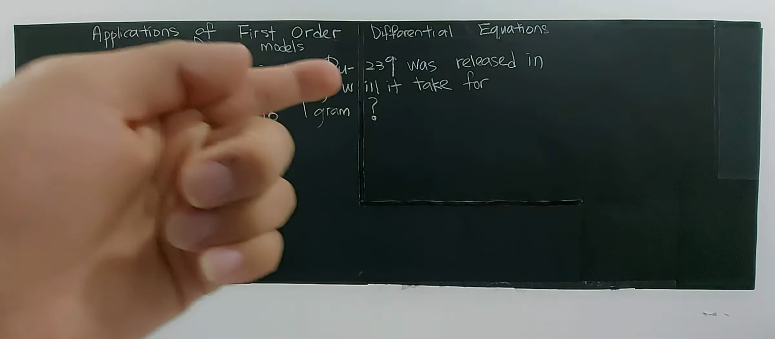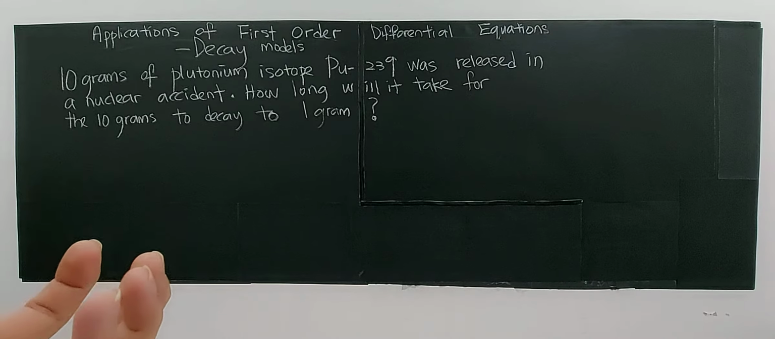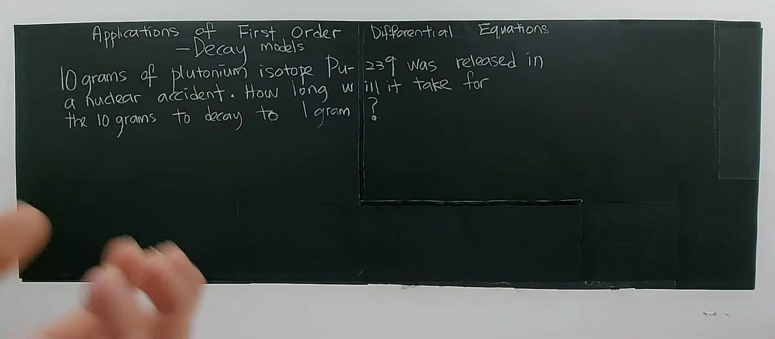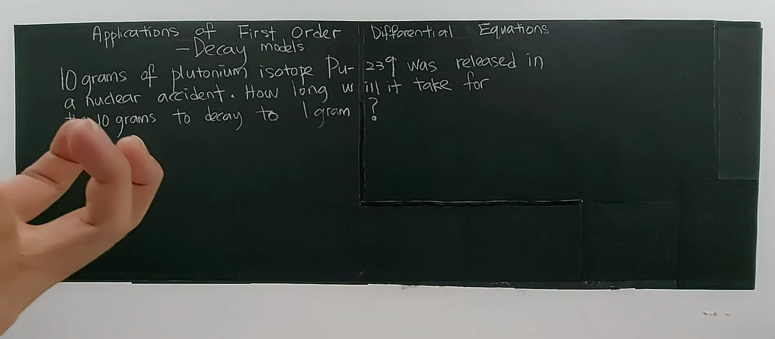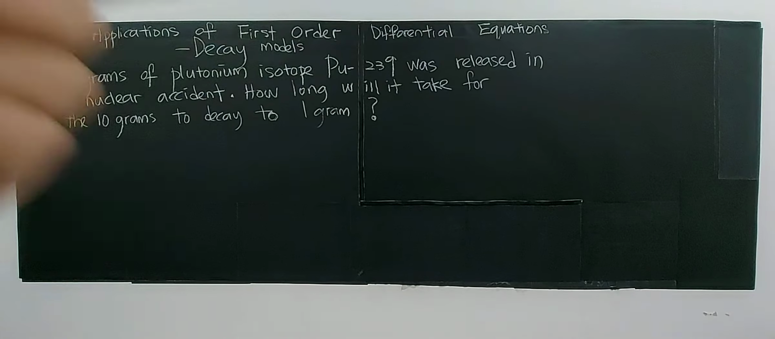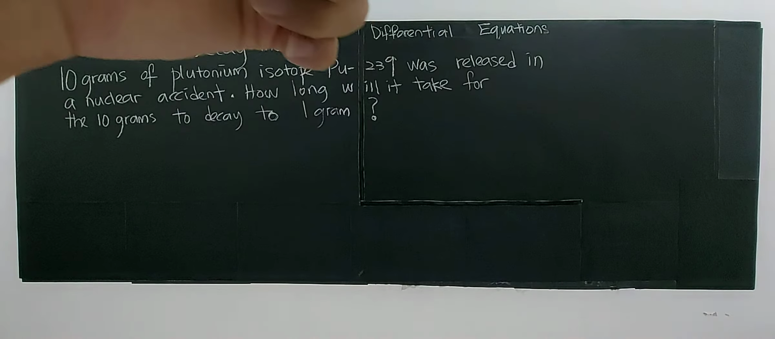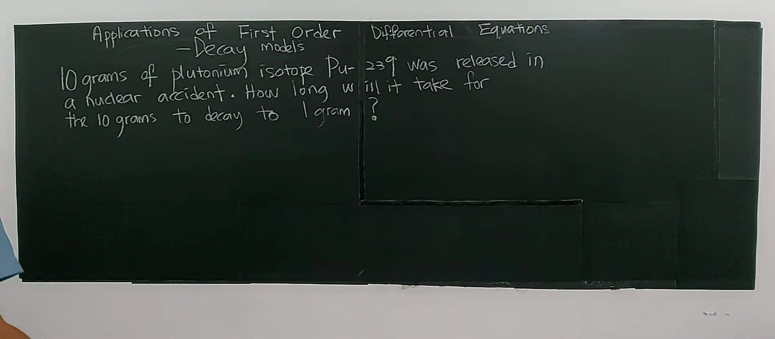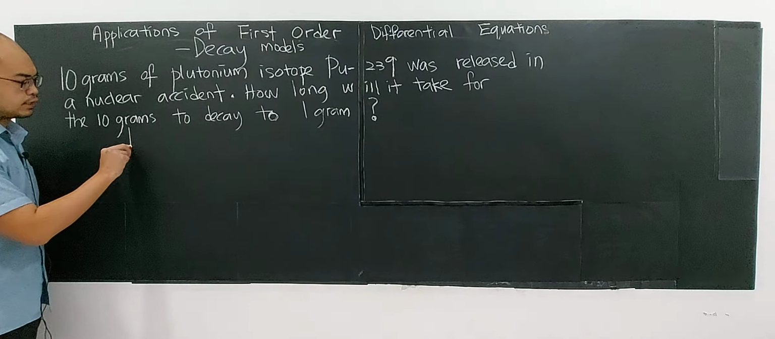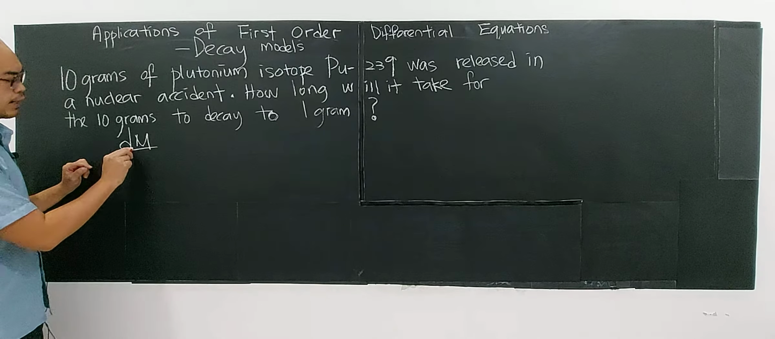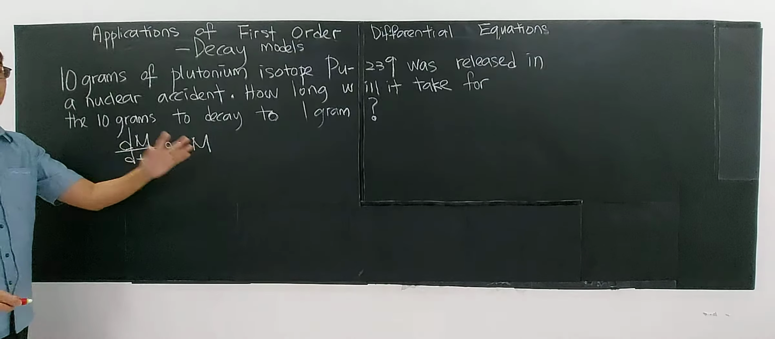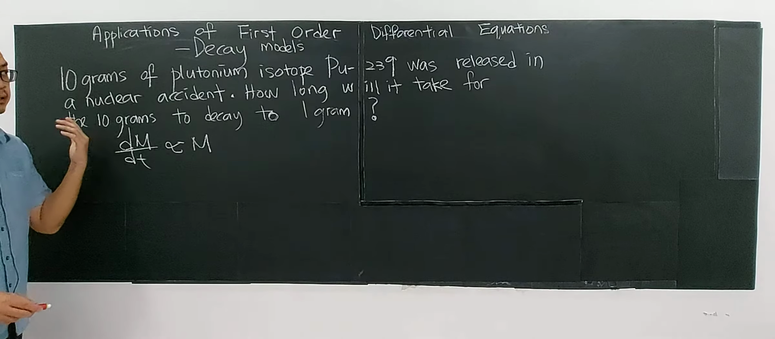If it takes very long, it means that it is a very severe accident, or very dangerous. To see the danger of this substance, as a scientist, we have to calculate how long it will take for the 10 grams to become 1 gram. From the derivation just now, we have known that the rate of decay of a radioactive substance is always directly proportional to the mass of the substance. It is always true for any radioactive substance or anything that decays.